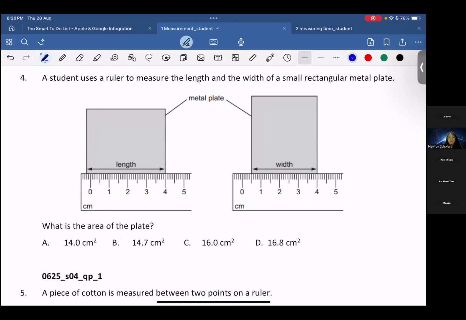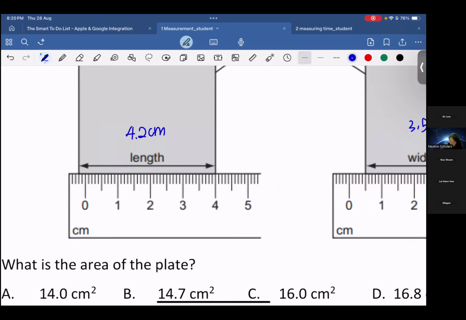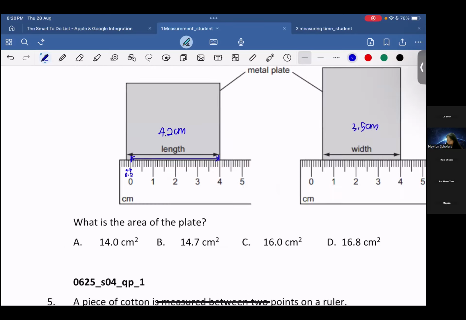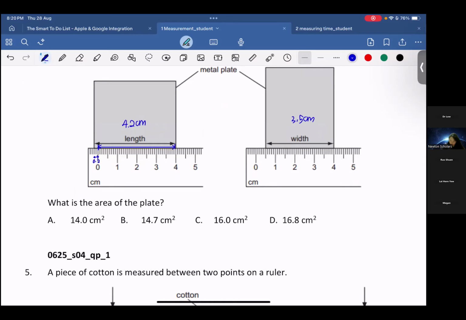Good job. I think you are very smart students. You didn't get tricked by this question. So this one should be 4.2 cm. This is 3.5 cm. 4.2 is because from here to here is already 4. Then we go back to the front, we got two scales, small boxes here, so it's 0.2. Add it up together, it will be 4.2. 4.2 times 3.5, actually the answer will be B.